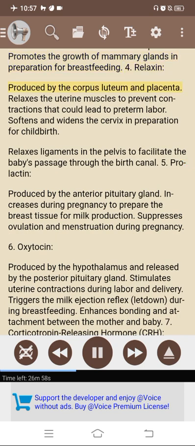4. Relaxin. Produced by the corpus luteum and placenta. Relaxes the uterine muscles to prevent contractions that could lead to preterm labor. Softens and widens the cervix in preparation for childbirth. Relaxes ligaments in the pelvis to facilitate the baby's passage through the birth canal.